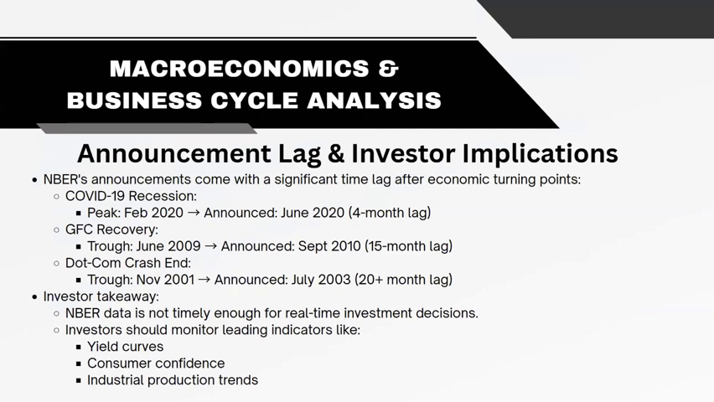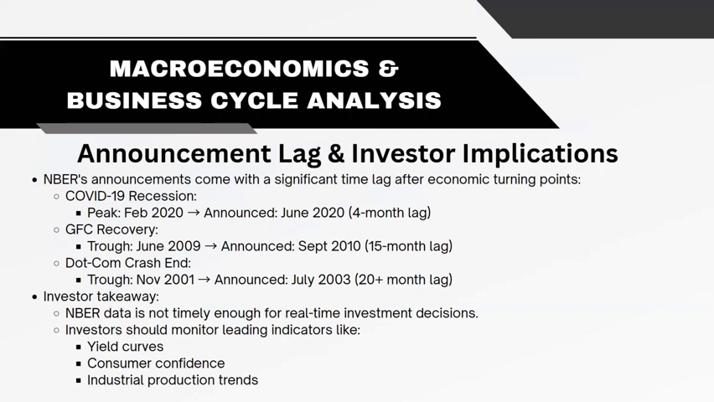The turning point of these recessions was, for COVID-19, February 2020; for the global financial crisis, June 2009, which is the trough; and then the dot-com crash in November 2001 was also the trough. The lag from NBER was 4 months for COVID-19, which means it was just announced 4 months after it happened. It was 15 months for the global financial crisis, and it was more than 20 months for the dot-com crash, which is quite a while.